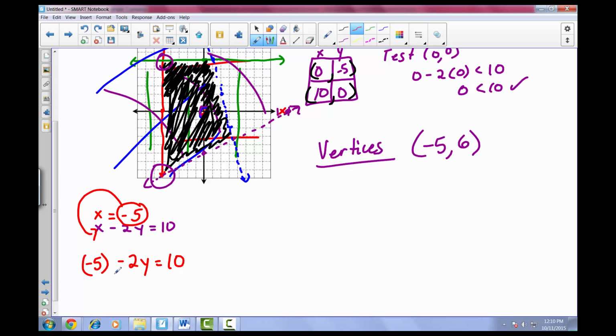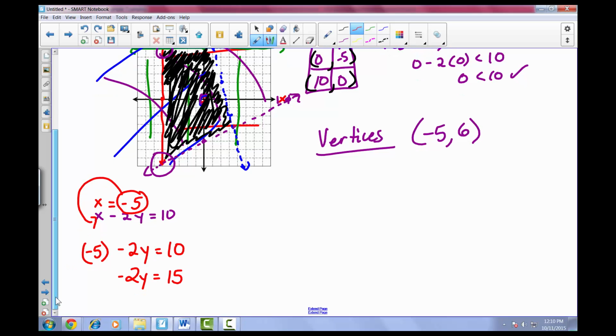Solving for this now, we would add 5 to both sides. So it looks like -2y is equal to 15. And then dividing both sides by -2, y comes out to be -15 over 2. So this other vertex is at (-5, -15/2), because again, -5 was the x value. That's the same thing as saying -7 1/2.